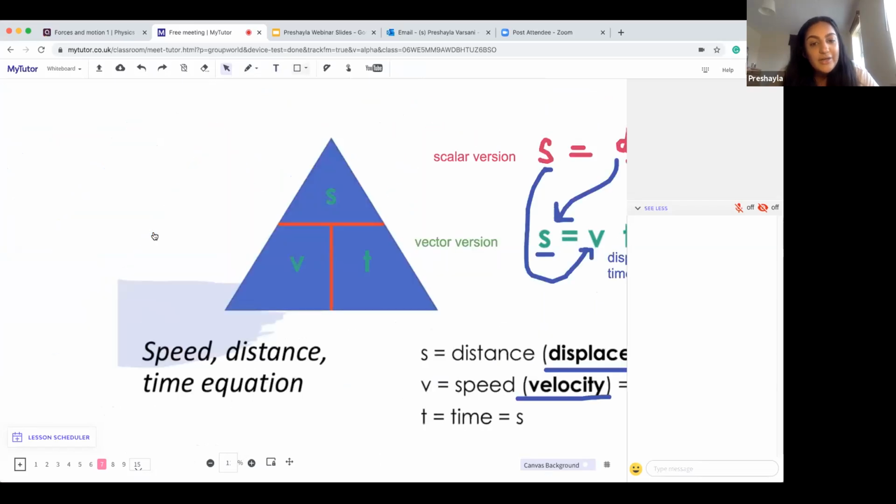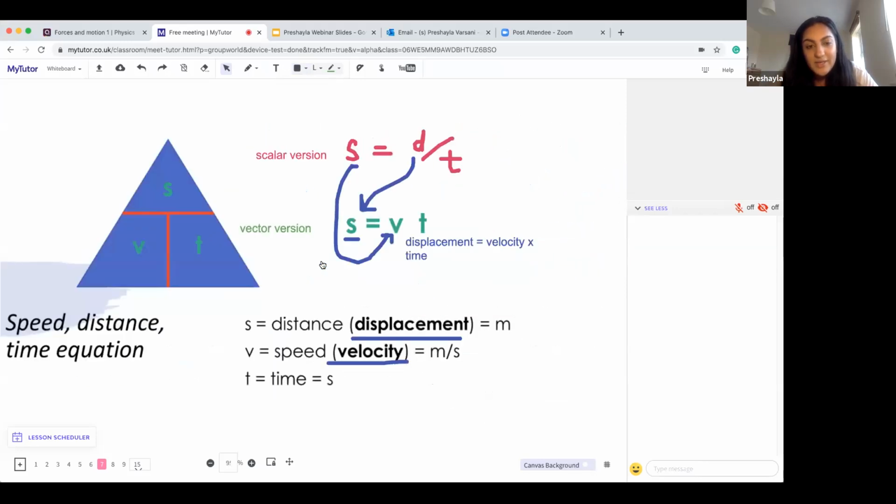So to use our triangle, we know that whatever we need to find, we have to cover up. So let's say we want to find S. We cover S up and we see that we've got V and T left. Because V and T are next to each other, we need to multiply them together. Let's now say that we want to find V. So we cover V up, whatever's left is S and T. And because they're on top of each other, we do S divided by T. So this is our speed, distance, time equation.